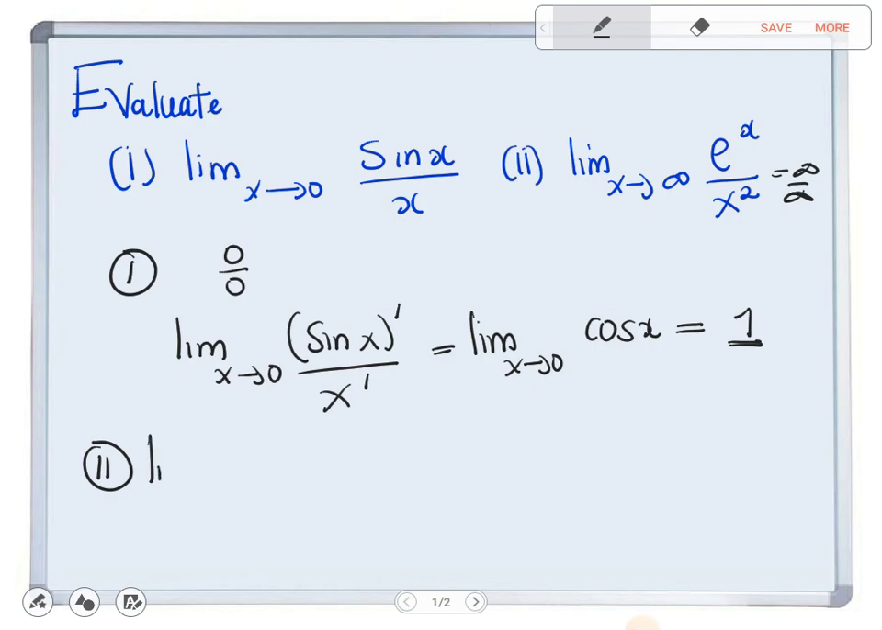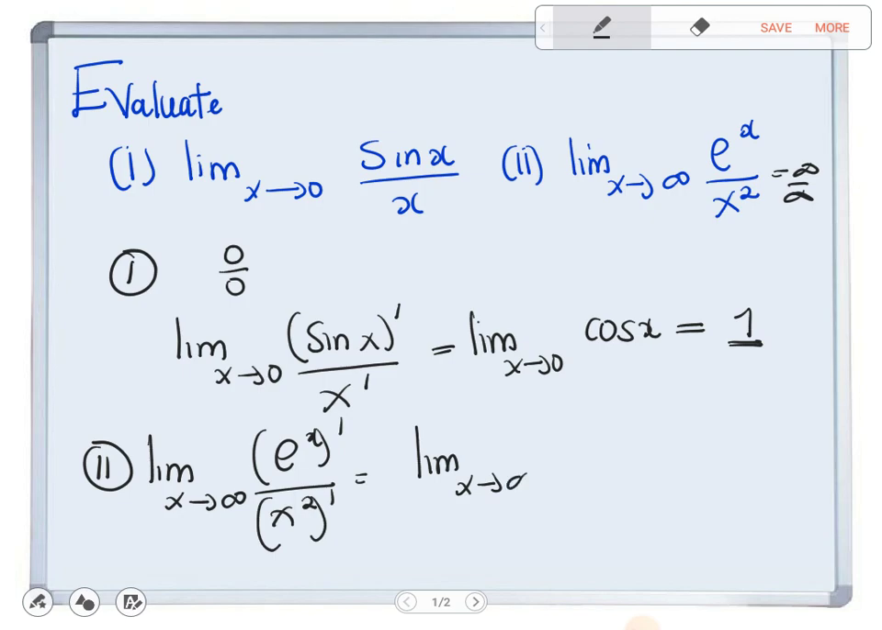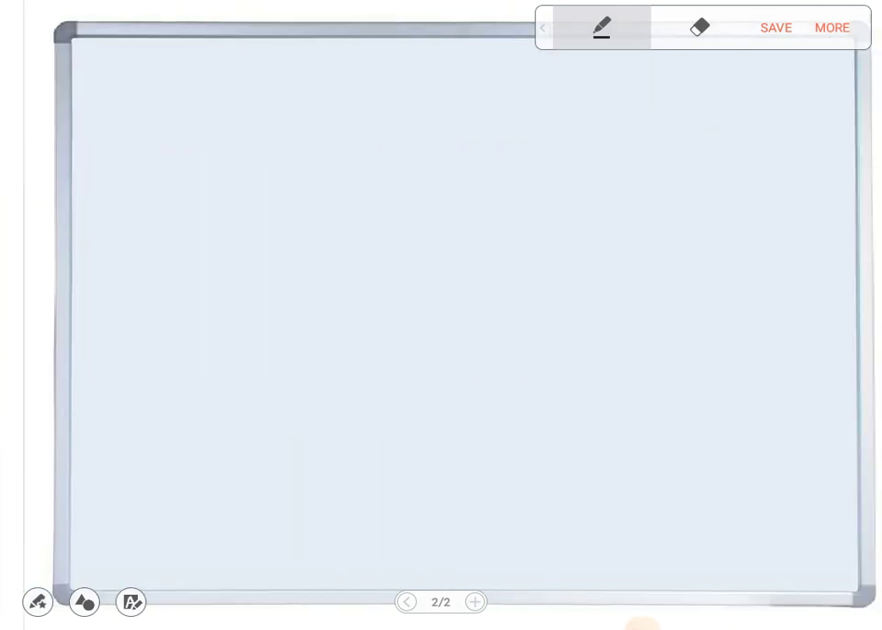So it will require us to differentiate the numerator and the denominator. And what do we get? E to the power x, when you differentiate it, you're just getting the same. As x approaches infinity, you are still getting e to the power x. Here you get 2x. If I replace here, I'm still getting infinity over infinity. I still have to work this out.